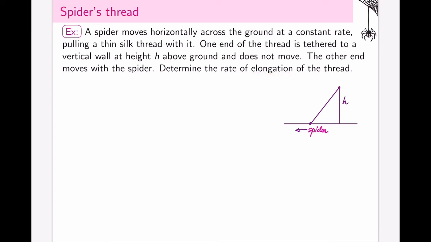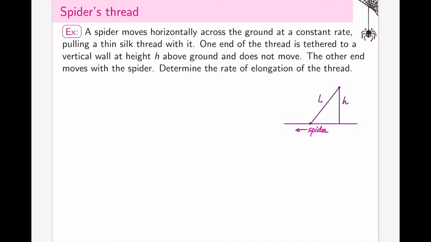elongation of the thread. So the thread starts off with a certain length, let's for example call it L. But this length isn't constant. As the spider moves along, the length keeps changing. If the spider decides to move in the opposite direction, maybe the actual thread will start shrinking as well. We are asked to determine that rate at which the thread is actually extending or shrinking.